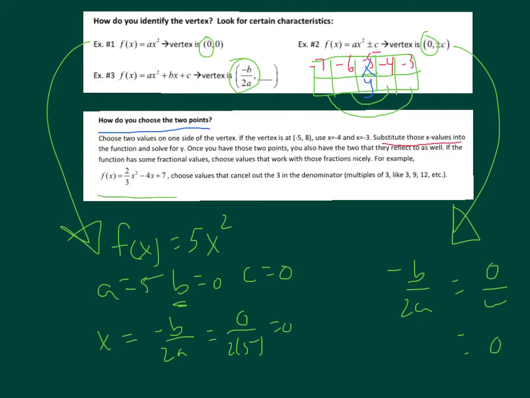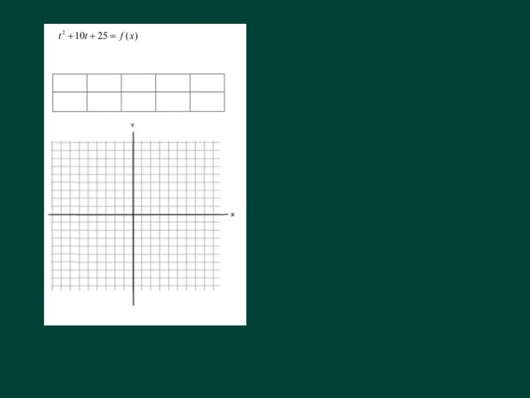Now, if you have a function like this, where you see that ugly fraction in the front, then choose values that cancel out the 3 in the denominator, like multiples of 3. Use values like 3, 9, 12, negative 3, negative 9, negative 12. Those are values that would need to go across the top here so that they would play nicely and you get nice integer values. Otherwise, if you always just go by ones on both sides, you're probably going to get some fractional values for y, and you're going to be grumpy and have a hard time graphing it. So let's get into some practice and give it a shot.